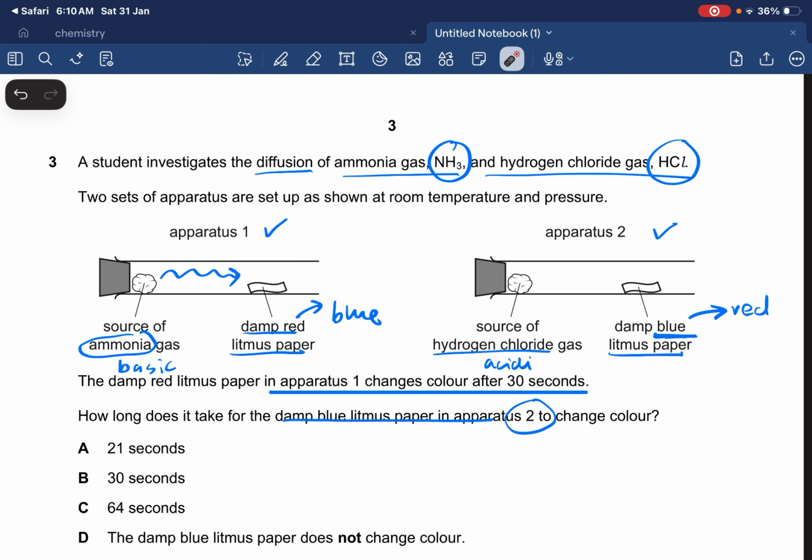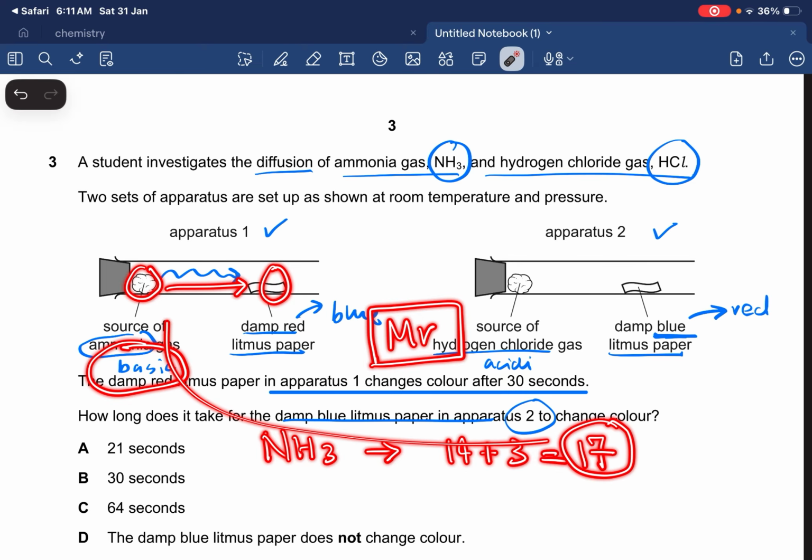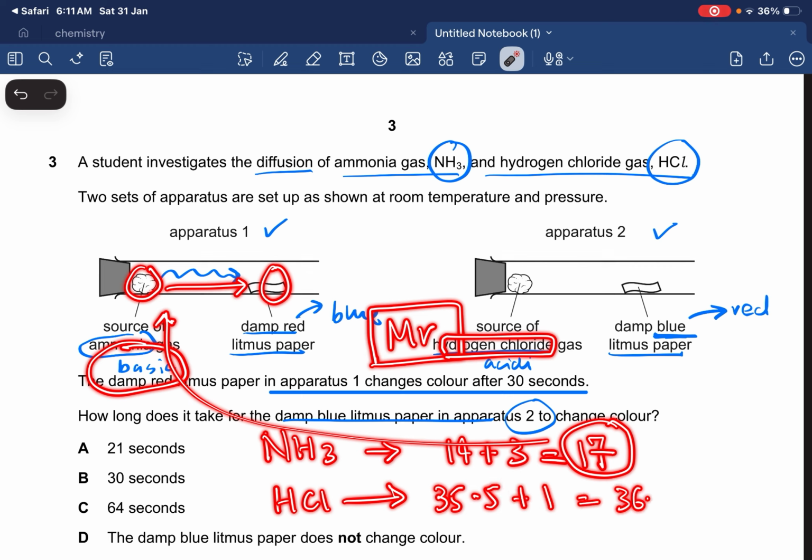The rate of diffusion of a gas depends on the Mr, the molecular mass of the gas. Ammonia gas is NH3, so the molecular mass of ammonia is 14 plus 3, that is 17. 17 is the Mr of ammonia. For HCl gas, chlorine is 35.5 and hydrogen is 1, which makes it 36.5. Hydrogen chloride gas is heavier than ammonia gas. And if a gas is heavier, what do we mean by it?